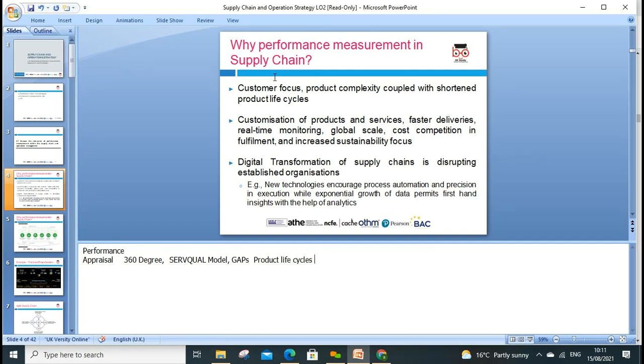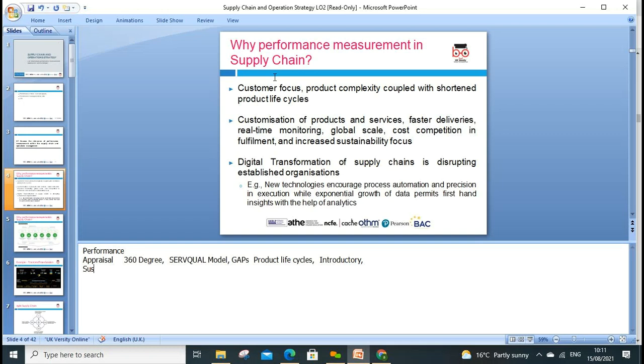Have we studied anything about the product life cycle before? So how many stages can be in a product? I believe four, from introduction to growth, maturity, and then decline. Excellent. So each stage we need to look at. But what is the product giving us? Customization of the product. Of course, different customers have different needs, so we need to customize more. Faster delivery, real time monitoring, global scale, cost competition. That's a huge, increased sustainability.